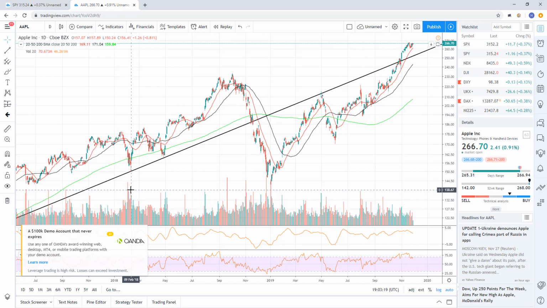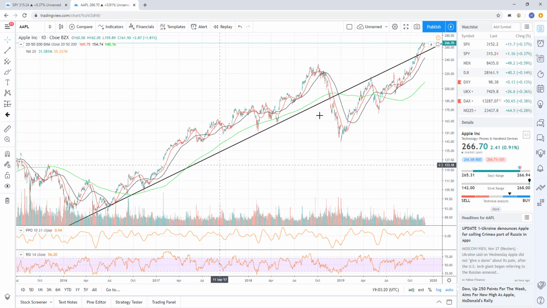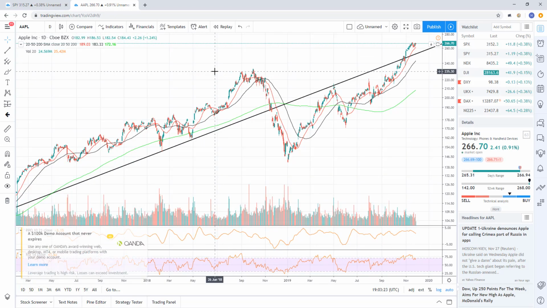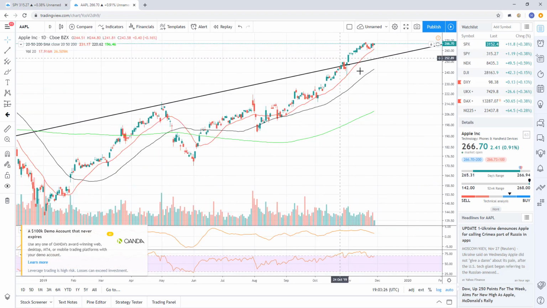Pretty big spike in volume. So this has confirmed a lot that this trend line is a valid trend line, and this breakout higher, there's no volume spike.